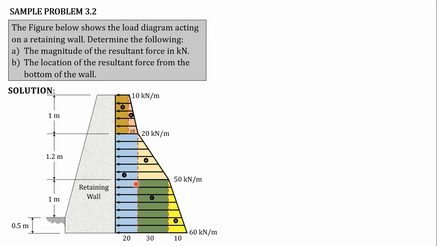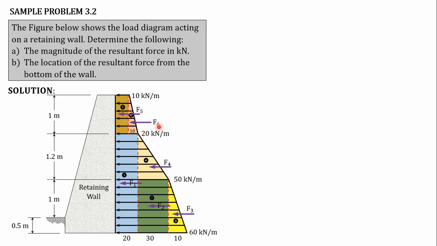area. So ito yung ating F1, class. Tawagin natin yung resultant force ng area 1 is F1. At ito naman is F2. Ito naman yung ating F3. At ito naman yung ating F4. And ito naman yung ating F5, and ito naman natin yung F6. Okay, we can locate the location of the resultant force or F1, F2, F3, F4, F5, and F6.